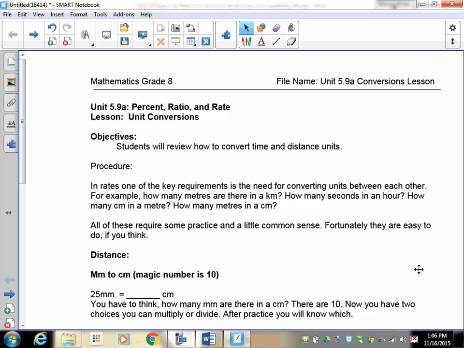Now, one of the things I'm not going to do this time is give you a prescribed method you have to memorize. I'm going to give you a way of thinking to help you, and you have to think, otherwise it's not going to make any sense to you.